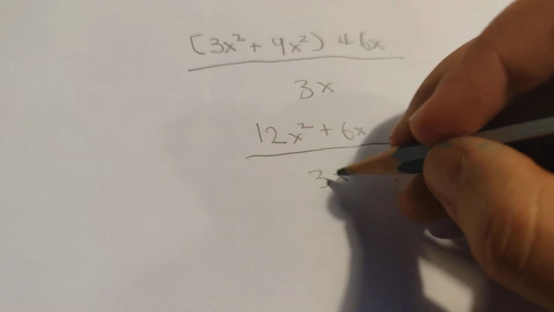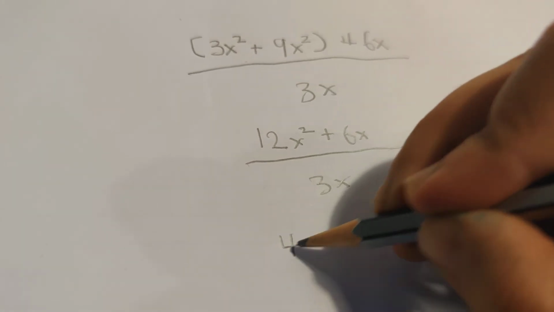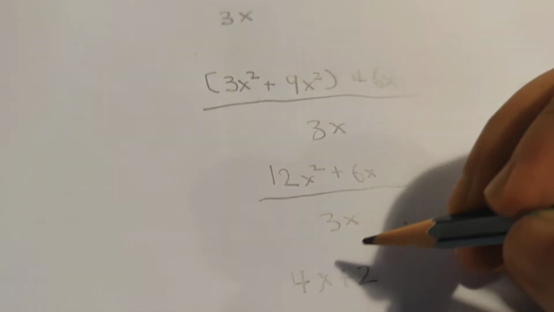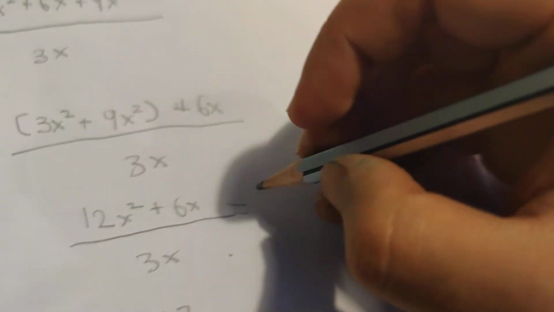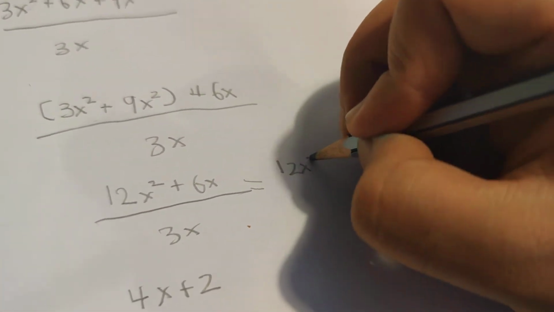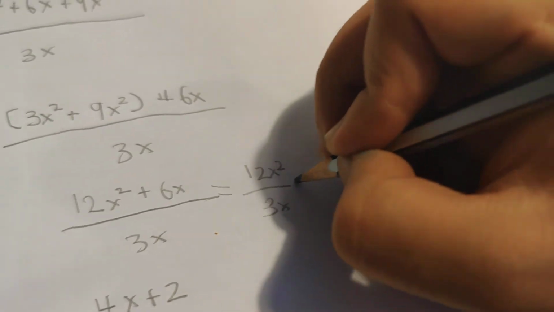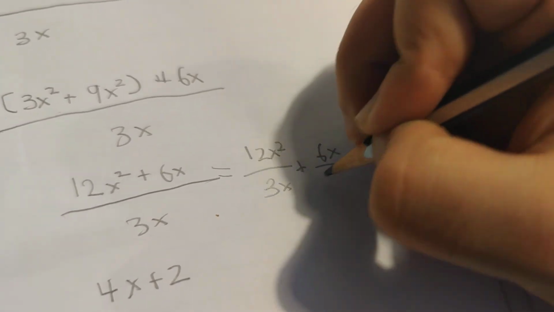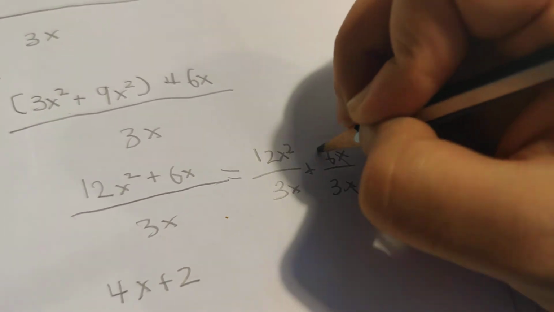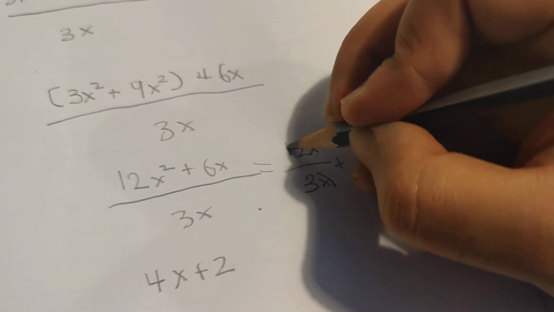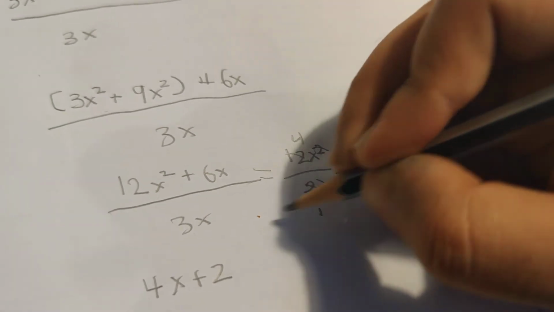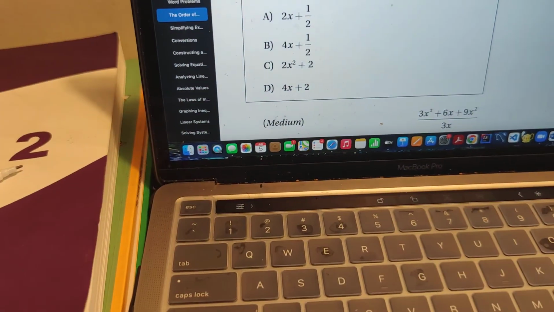and then just divide each term individually. So the end result will be 4x plus 2 when you divide and cancel out the terms. But let me show you here, just in case you need clarity. These cancel out, these cancel out, this cancels out with this, and this with this. Hence, you get the answer here, which is option D right over here.